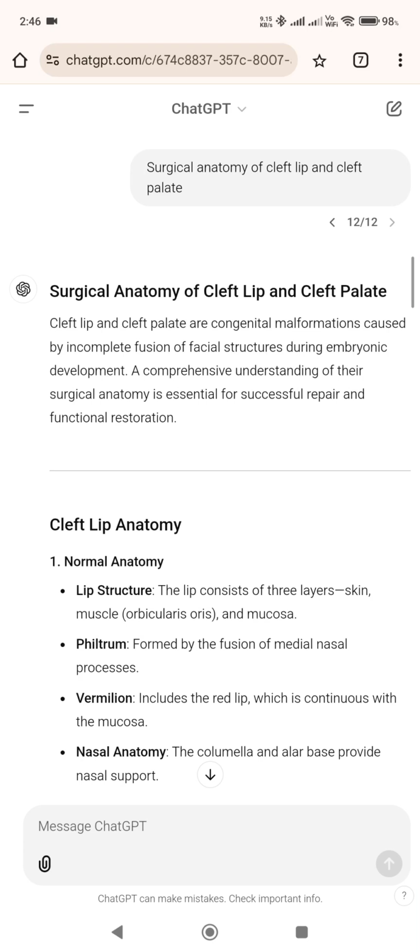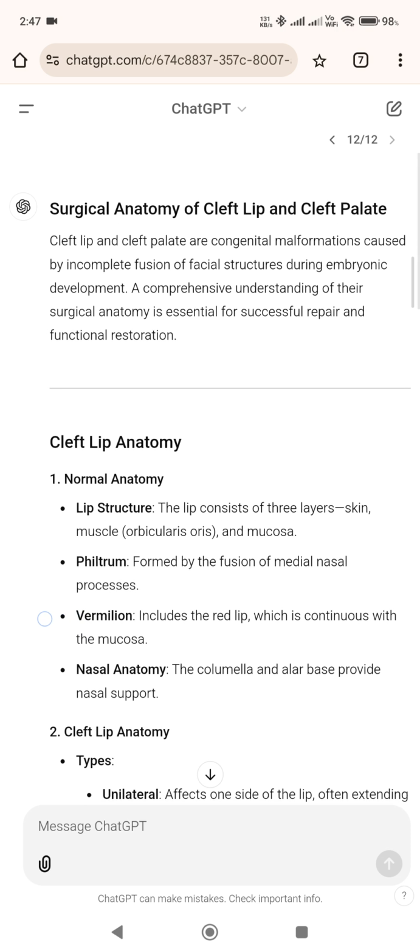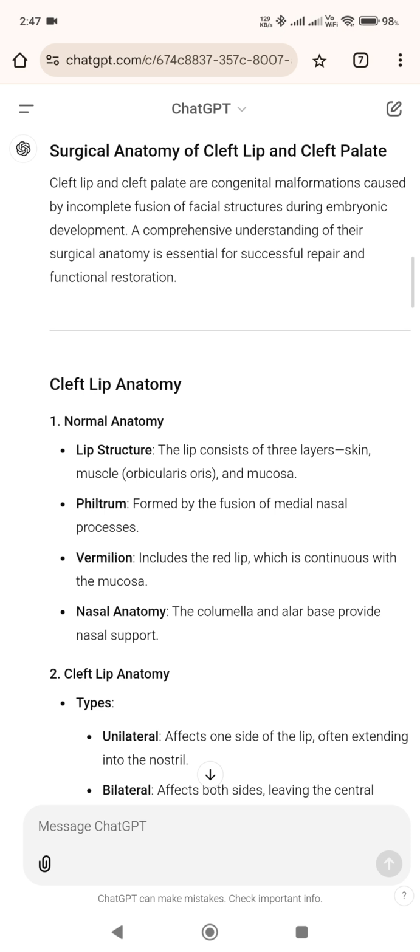Surgical anatomy of cleft lip and cleft palate. Cleft lip and cleft palate are congenital malformations caused by incomplete fusion of facial structures during embryonic development. A comprehensive understanding of their surgical anatomy is essential for successful repair and functional restoration.